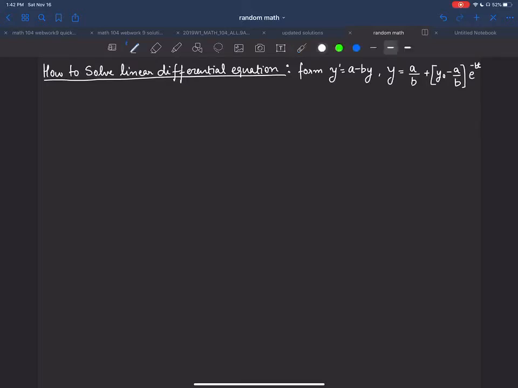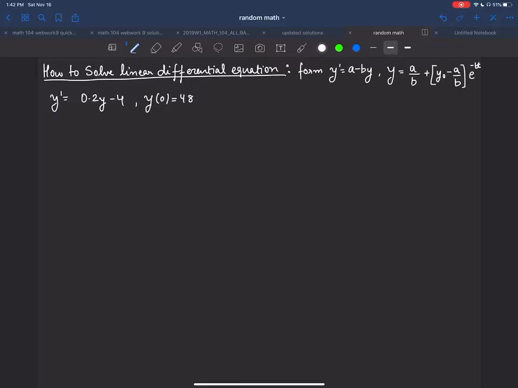Okay, so there's an example that I'm going to solve. Let me just pull that over in a second. Yep, so the example that I have is y prime equals 0.2y minus 4, given with the initial condition y0 equals 48. So let's try to solve this.